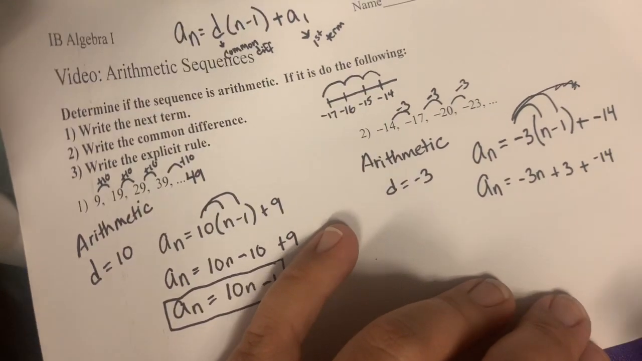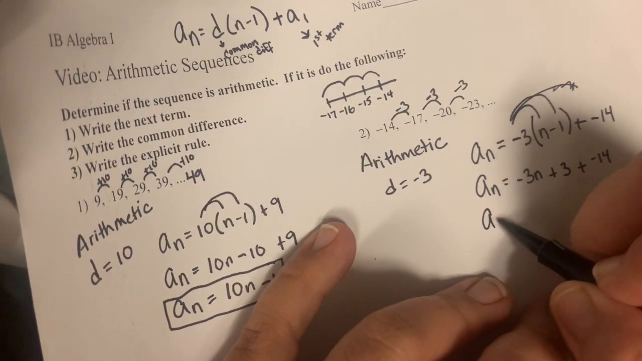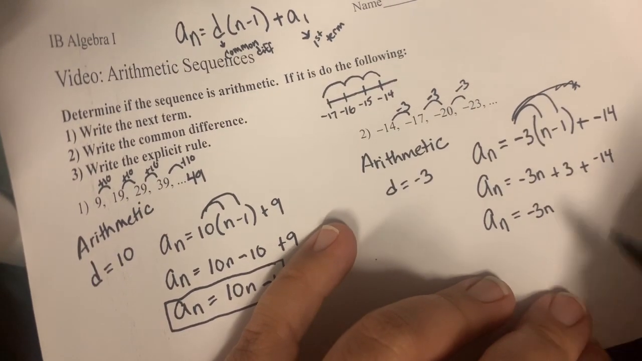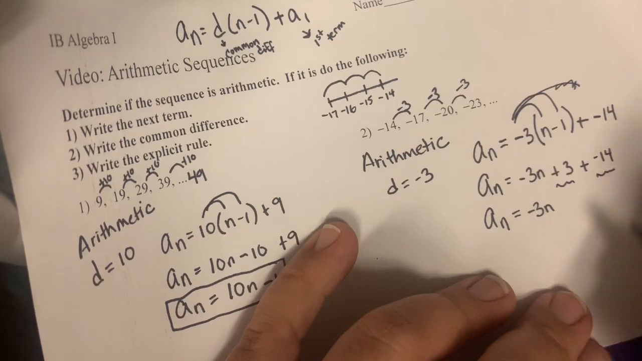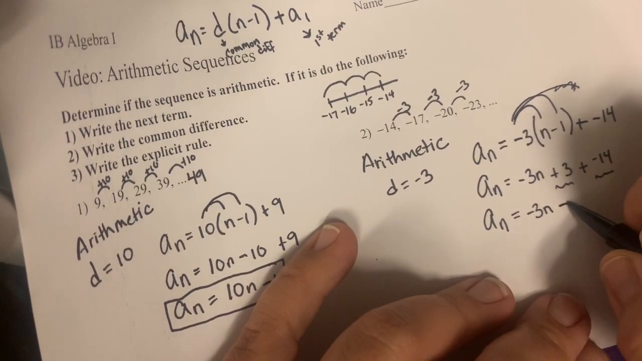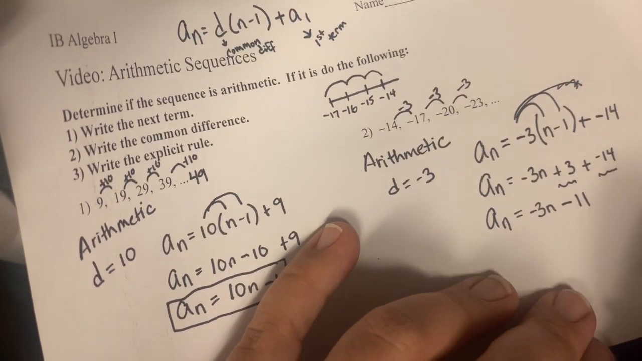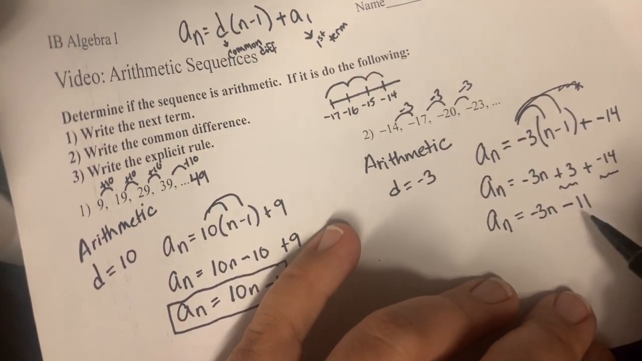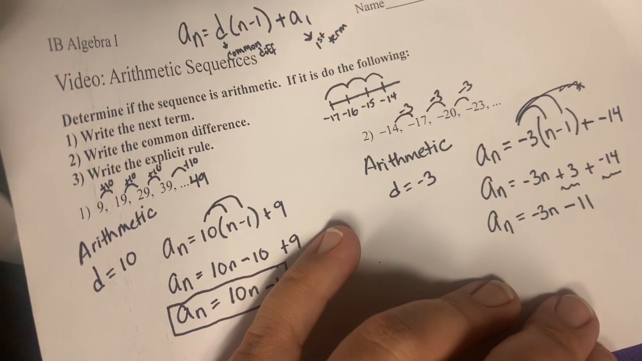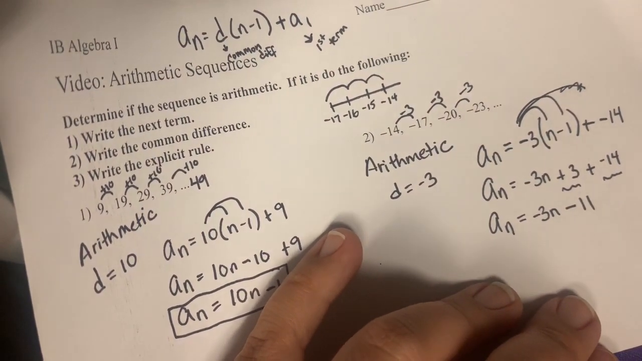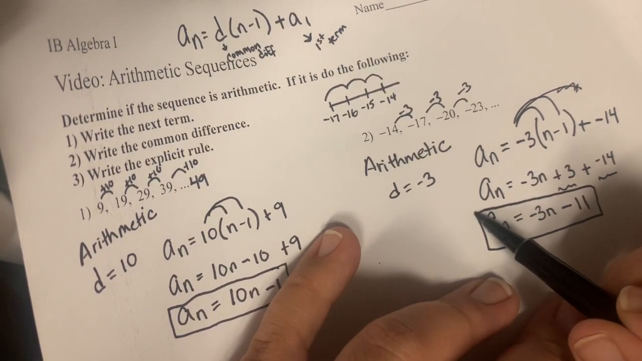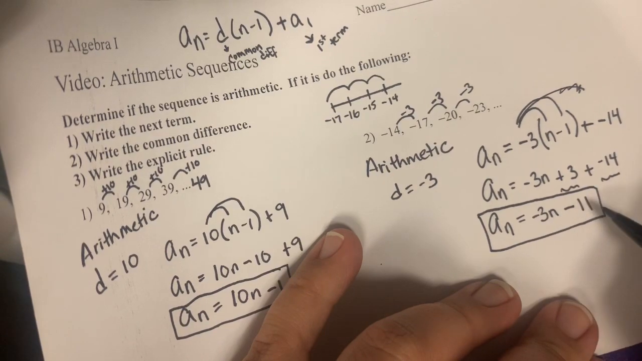And then I'm going to look at combining like terms. A sub n equals negative 3n. That's the only n term. I've got to combine my 3 and my negative 14. So it's going to give me negative 11. So I'm going to write minus 11. You can put plus negative 11 if you want, but just writing minus 11 is the same thing as making this a negative 11. It just doesn't have another plus sign in between. They both mean the same thing. So a sub n equals negative 3n minus 11.